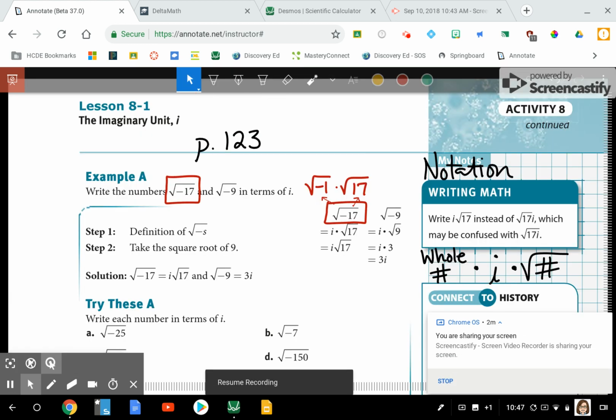So let's do more practice with that on page 123. These are done for you in your book, so I'm going to talk through them, and I just want you to follow along.